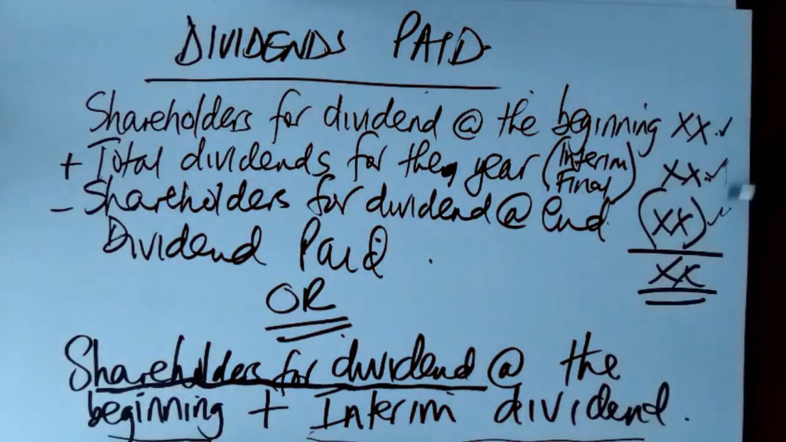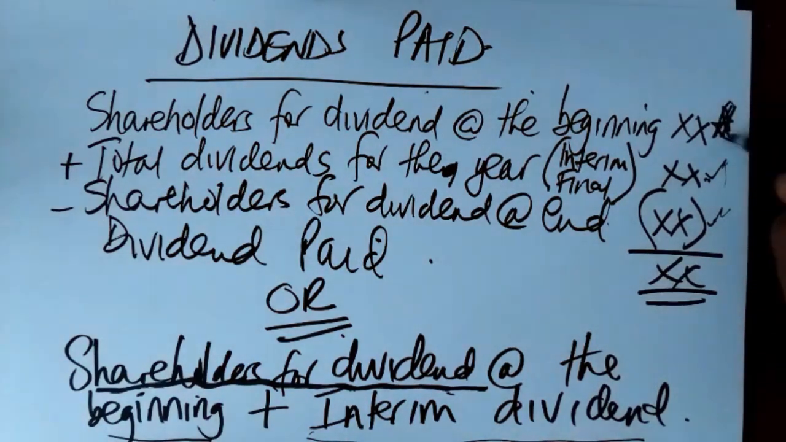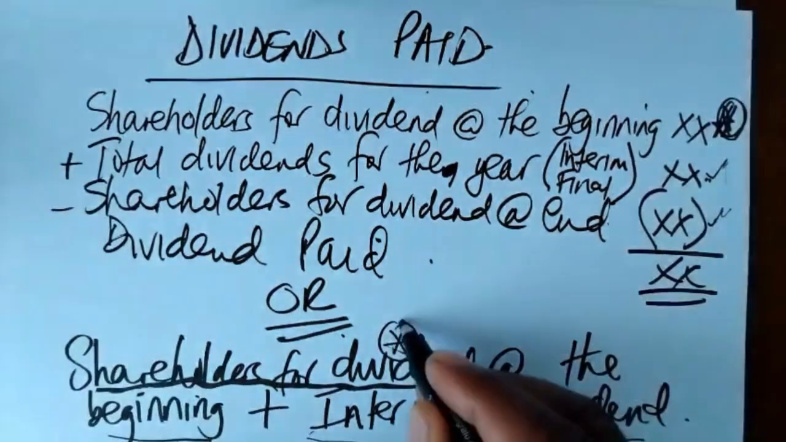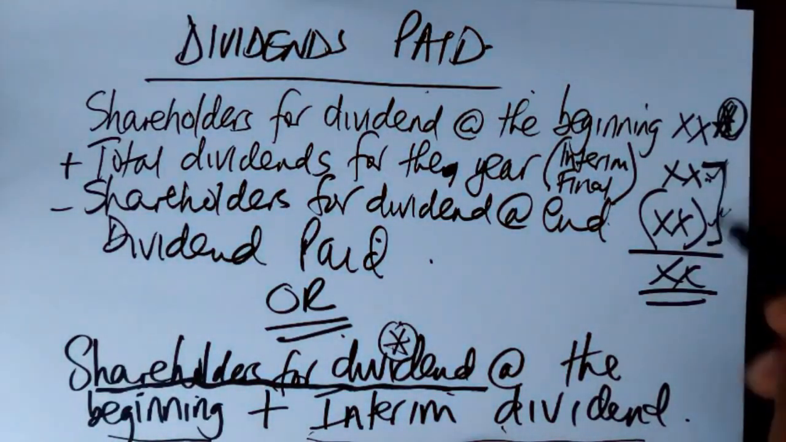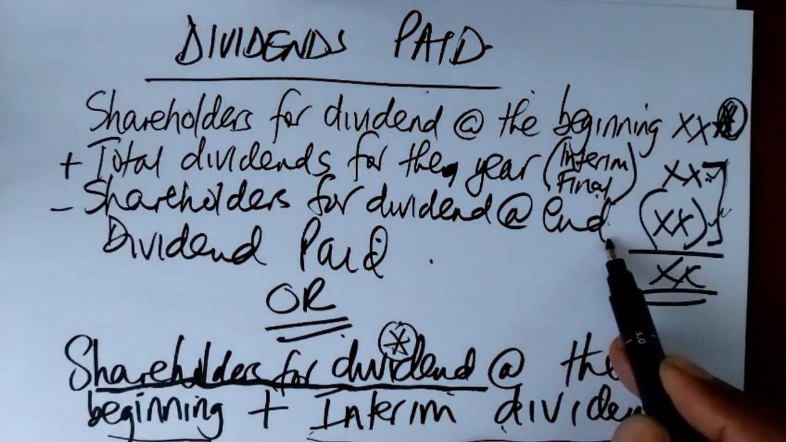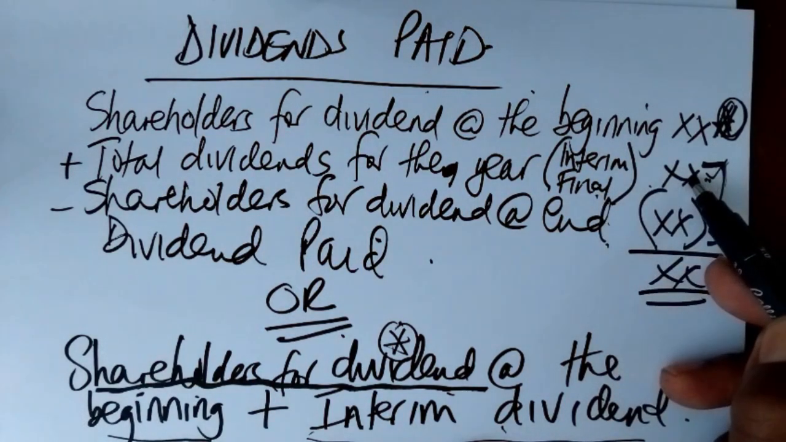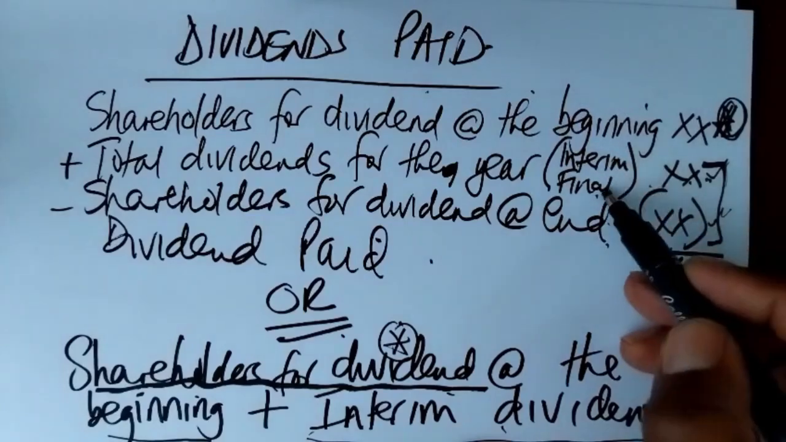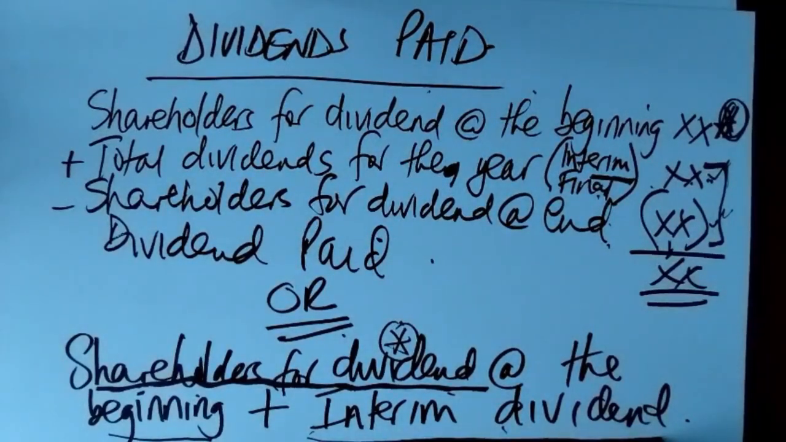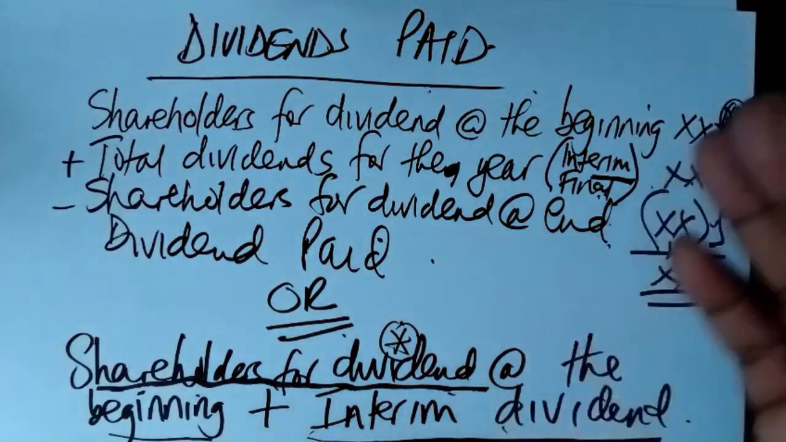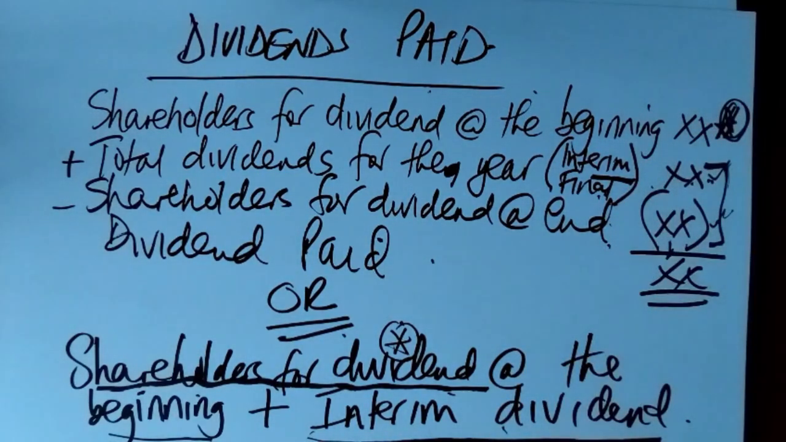Now, if you want to see even from here, this one, shareholders for dividend at the beginning, is this one. Why am I saying interim? If you check very closely here, I said interim plus final minus final. So the final is added here, but it's subtracted there. So if you say interim plus final minus final, you are only left with interim, which is the reason why we only have interim here. So this is the second method. You can use any one of them if all the information is given, or sometimes the information provided actually forces you to use one of the two. Thank you.